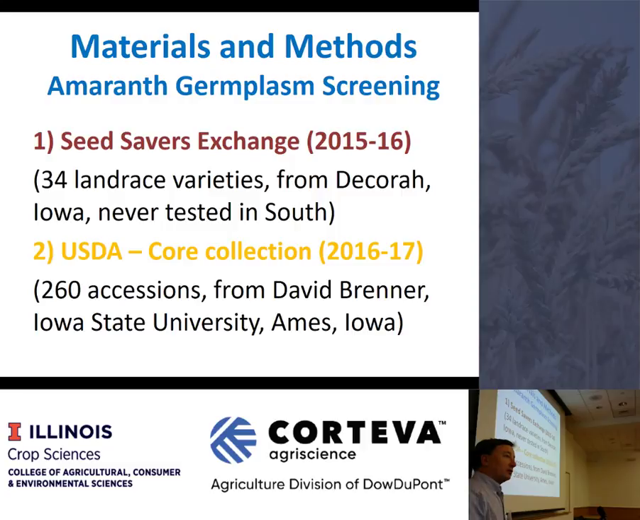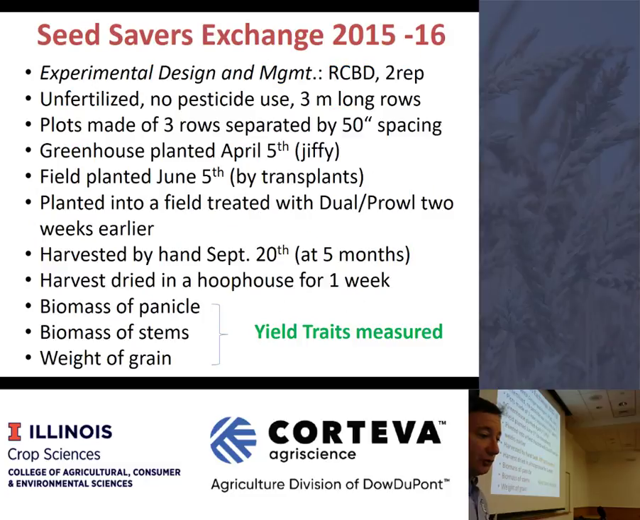Our materials and methods for the experiments we've done so far have always consisted of amaranth germplasm screening with a set of accessions from the Seed Savers Exchange. Not sure how many people are familiar with that. They're based out of Decorah, Iowa, and their landrace varieties and breeding lines saved from the Rodale program were never tested in the South, so we wanted to do that as a first step. We did that from 2015 and 16, and then started the USDA core collection, which is set up by David Brenner, who many of you know, who's worked in amaranth weedy species, and he's based at USDA in Ames, Iowa. There we use 260 accessions.